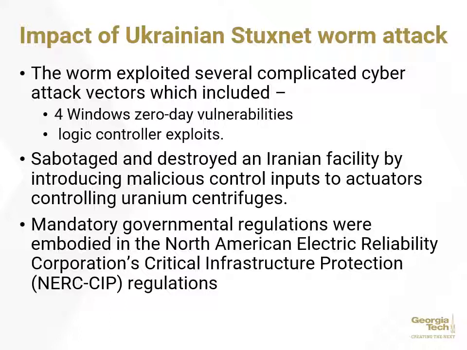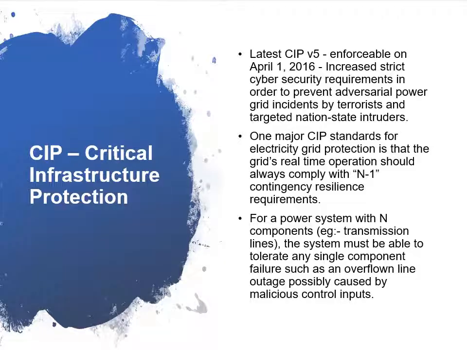So due to all these, that is why these mandatory governmental regulations were actually embodied into the North American Electric Reliability Corporation Critical Infrastructure Protection, that is the NERC regulations. So these regulations were actually defined and they have now been widely adopted in the industry. So if you see the CIP, the Critical Infrastructure Protection, we can see that the latest CIP version 5, which was enforced on April 1, 2016, it actually called for increased strict cybersecurity requirements. The reason being to prevent adversarial power grid incidents by terrorist and targeted nation state intruders. As I mentioned, it could be funded by nation states as well.